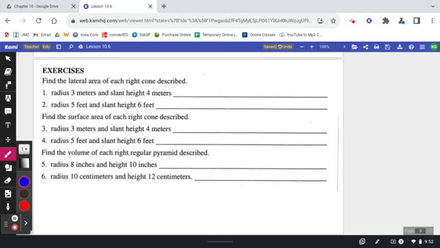Find the lateral area of each right cone described. So I have a right cone here with a radius of 3 and a slant height of 4. And my formula says pi times radius times slant height. Pi radius slant height. 37.7 meters squared.